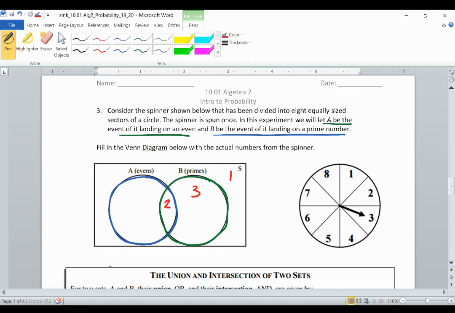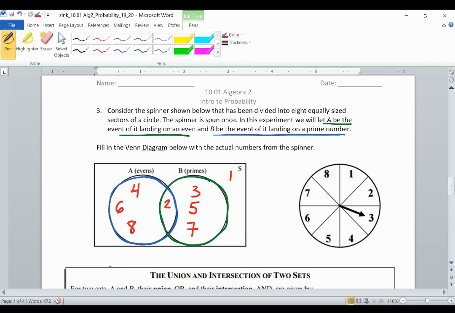4. Is 4 even? Yes. Is it prime? No, because 2 times 2 is 4. Is 5 even? No. Is 5 prime? Yes. 6. Is 6 even? Yes. Is 6 prime? No. So 2 times 3 is 6. So that's just going to go in the even circle. 7. Is 7 even? No. Is 7 prime? Yes. So it's going to go in the primes. And 8. Is 8 even? Yes. Is 8 prime? No. So now we've gone through all of them.